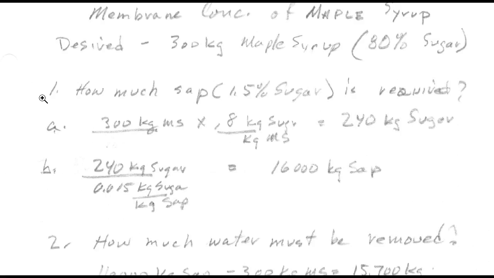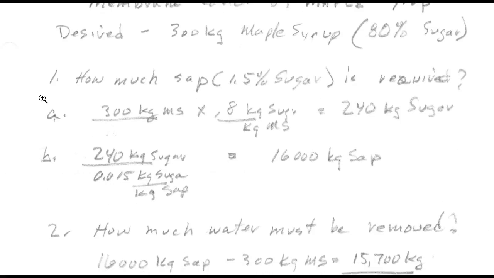Secondly, how much water must be removed? Well, we have 16,000 minus 300. So you got to take out a lot of water, 15,700.